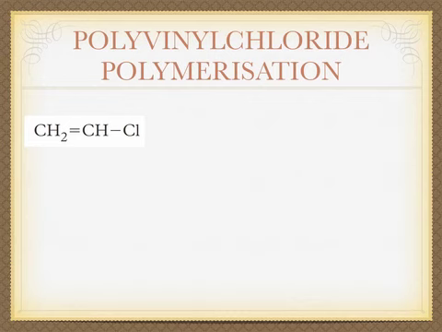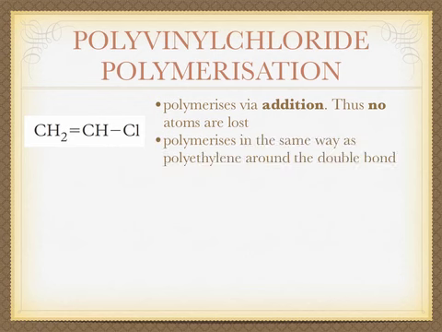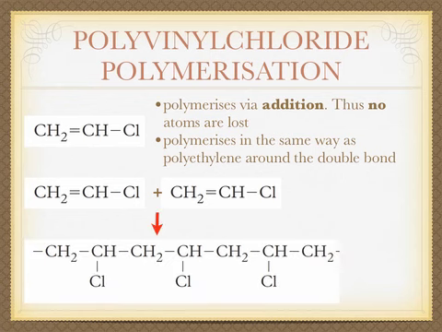Now, this is an addition polymer, so it follows the same rules as the production of polyethylene in that it simply adds neighbouring monomers together to form a polymer with no loss of atoms. Have a look. It will polymerize around the double bond such that the double bond opens out to form a long, straight hydrocarbon chain, but this time we're going to have chlorine atoms off to the side.